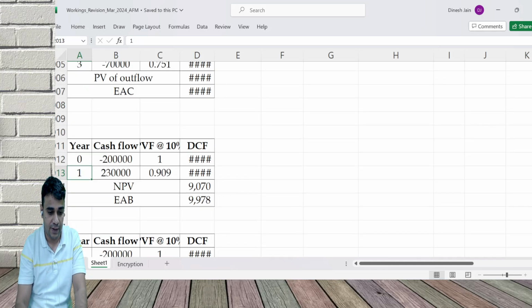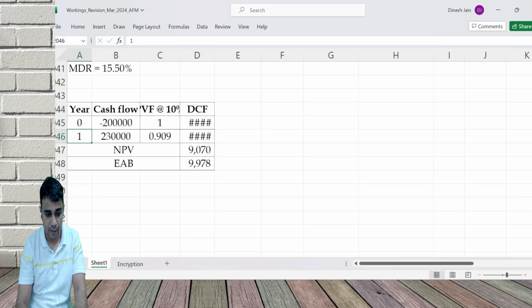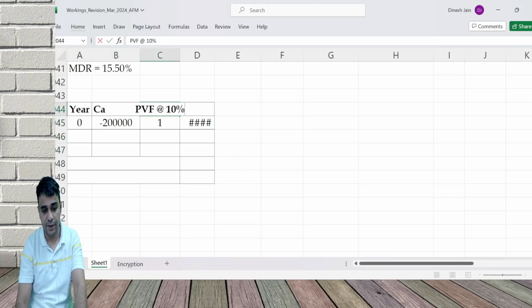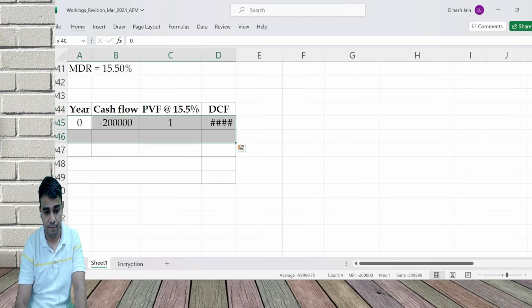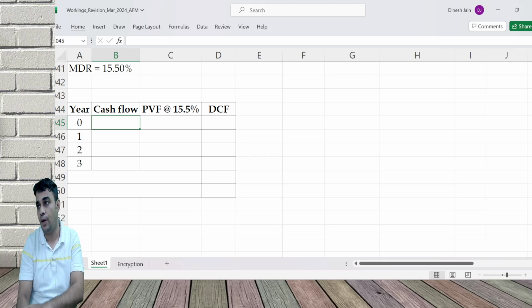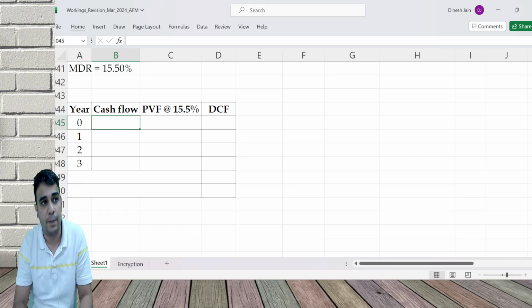Year, cash flow, PVF, DCF. PVF at what rate? 15.5. Year 0, 1, 2 and 3. We will always prefer to adjust the discount rate rather than the cash flow. Cash flow is a complex process. I don't want to get into it, but some questions we may have to do it when you have multiple inflation rates. Our question specifically tells you to follow this approach.